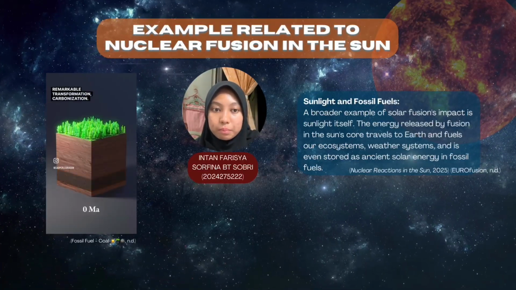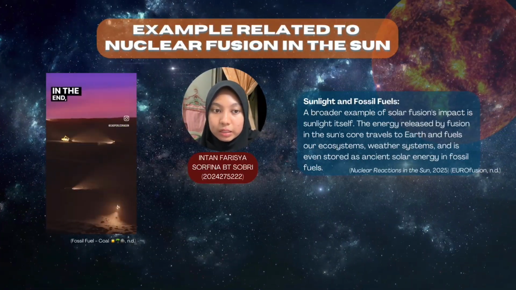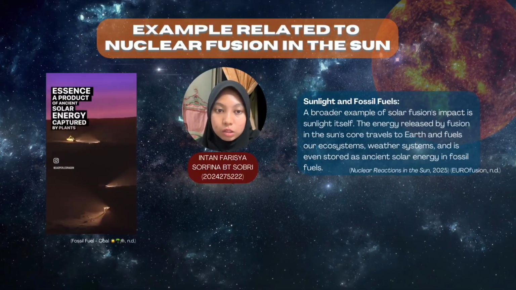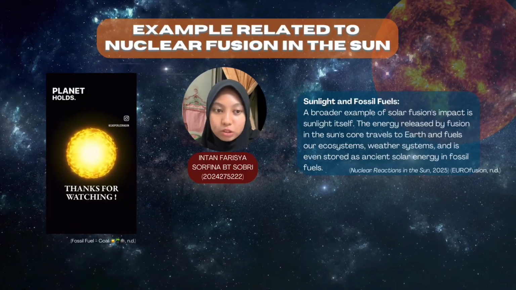Sunlight from the Sun powers plants through photosynthesis. Over millions of years, dead plants and organisms are buried and transformed into fossil fuels like coal, oil, and gas. So fossil fuels actually store solar energy that originally came from nuclear fusion in the Sun.